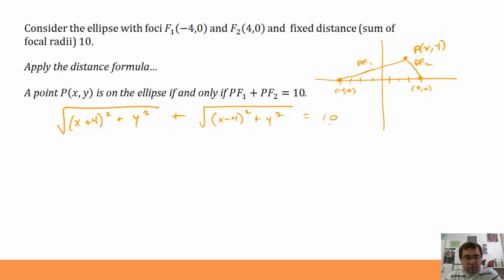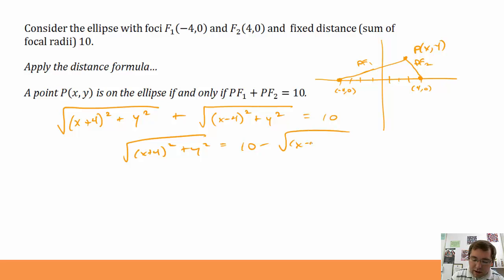So I'm going to simplify this equation. I'm going to get rid of the square roots. Should I just square both sides the way they are? No, absolutely not. Remember from last semester, when we've got variables underneath the square roots, we want to isolate one of those radicals and then square both sides. So let's isolate the one on the left by moving the other one to the right-hand side. So the square root of x plus 4 quantity squared plus y squared equals 10 minus the square root of x minus 4 squared plus y squared. Now I can square both sides, which will eliminate the square root on the left side.